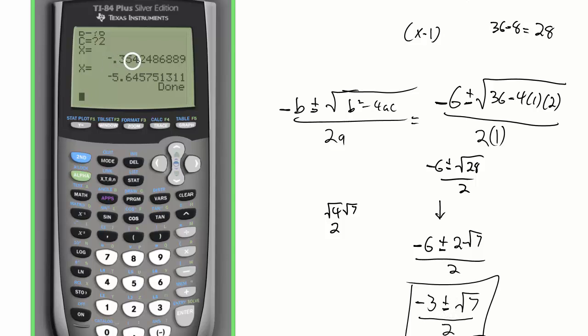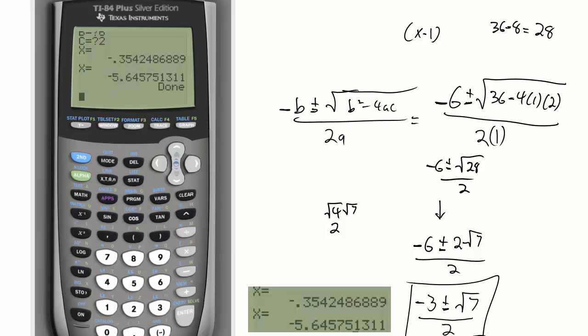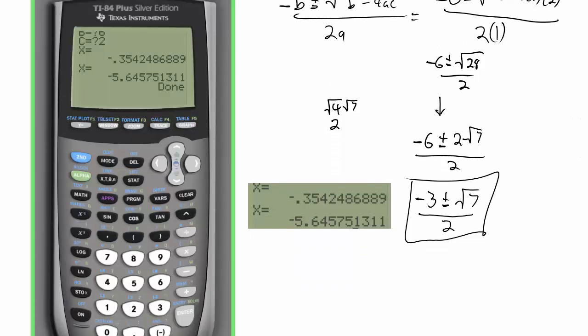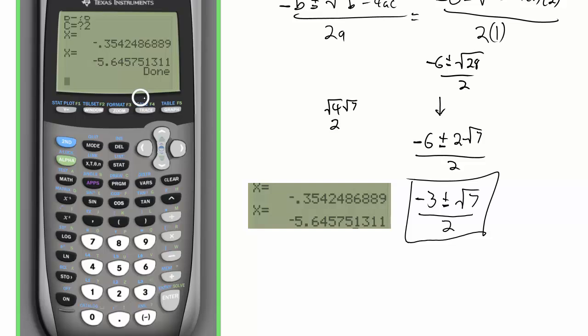So we got -0.35 and -5.6, and those are given as decimals. But I mean, it still gives you the answers. And if you ever run into a multiple choice part of the test, and the answers are only in this radical form, well, you can just sort of match them up. So we know that these are the right answers.